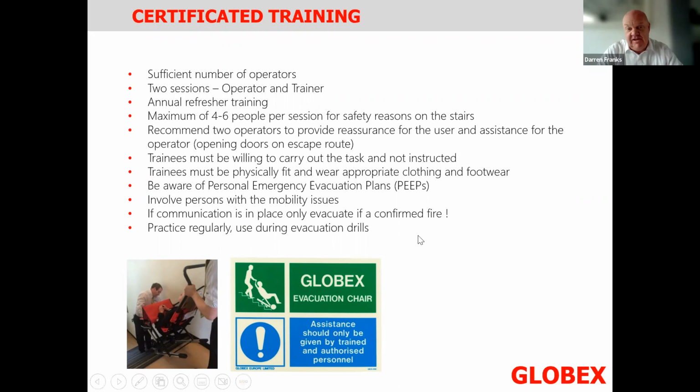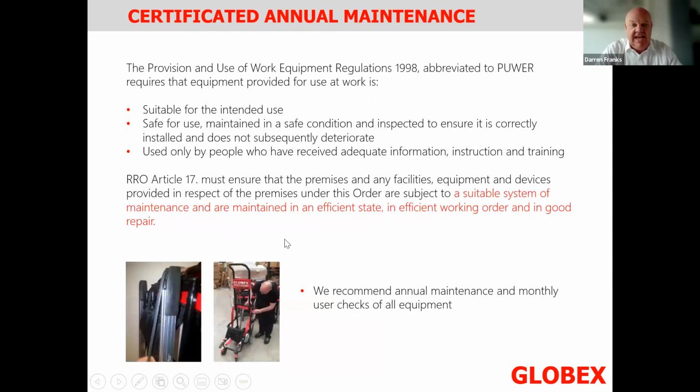And do practice with them regularly. Like I said, during fire drills, even make it part of team meetings and things like that. And the annual maintenance, some of you will have heard of PUA. And as I said at the beginning, there are currently no set British standards, which is why we're working with others to try and introduce those. But between PUA and the regulatory reform order, there is a requirement to maintain the equipment. And we generally recommend that there's annual maintenance by a competent person, as with your fire extinguishers, normally an external company, but that you also do your own internal checks as well.